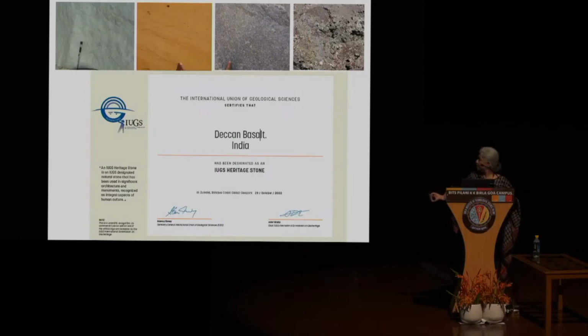Okay, so this is the kind of certification which is given by the International Union of Geological Sciences. For example, the Deccan Basalt of India has been designated as an IUGS heritage stone. The Western world takes a lot of pride in documenting their heritage stones. India is a bit slow, and we are trying to document because we have the most enriched monuments in terms of their architecture, in terms of their artwork.